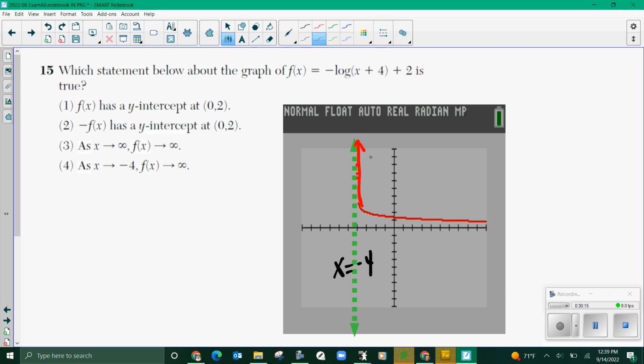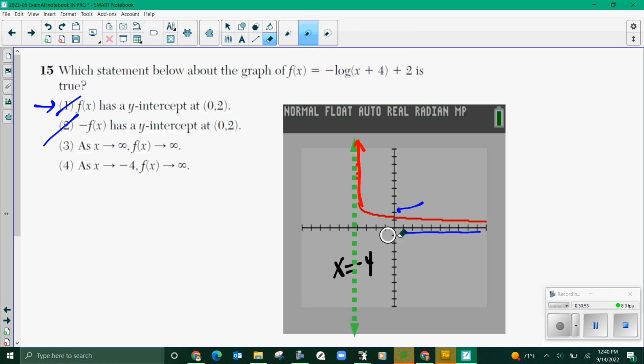Okay, so let's take a look at this. First one, f of x, the original, has a y-intercept at 2. 2 is right here. It does not cross at 2. It crosses below 2. This isn't it. Okay, the negation of that has an intercept of 0, 2. No, if I negate that, it would flip across the x-axis. It would be a mirror right across the x-axis. So that's not it. My red line would reflect over the x-axis to the blue line in order for this one, negative f of x.